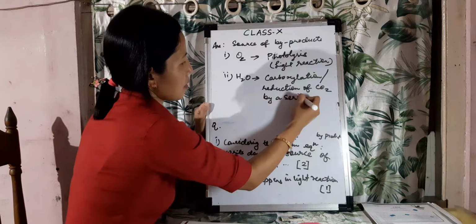So during the process of reduction or carboxylation, along with the glucose molecule, the water molecule is also obtained. This is how you can write your answer. And secondly, for number 2, what happens in light reaction? As we have already mentioned, in light reaction, the water molecule is split into hydrogen, protons and electrons, which are further used to synthesize energy rich compounds such as ATP and NADPH.